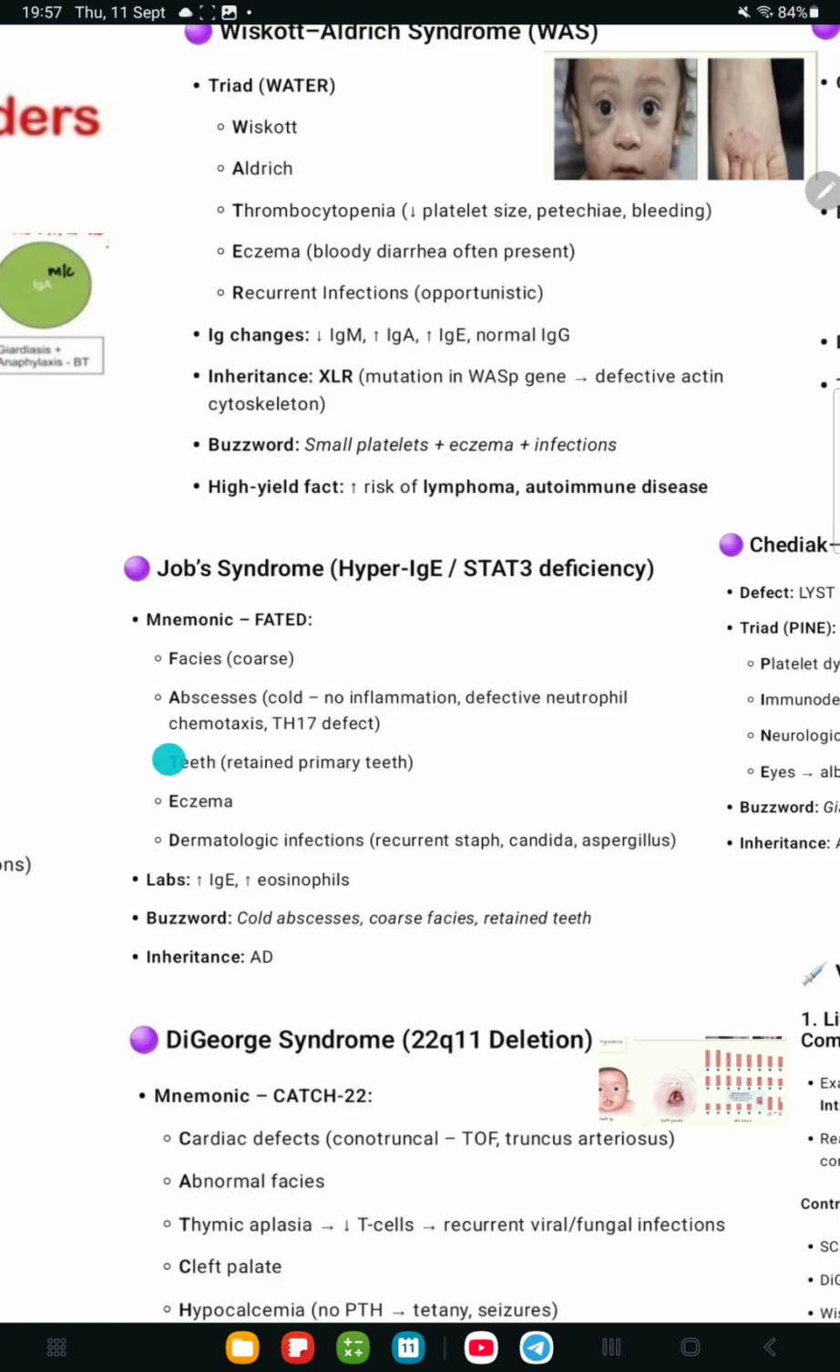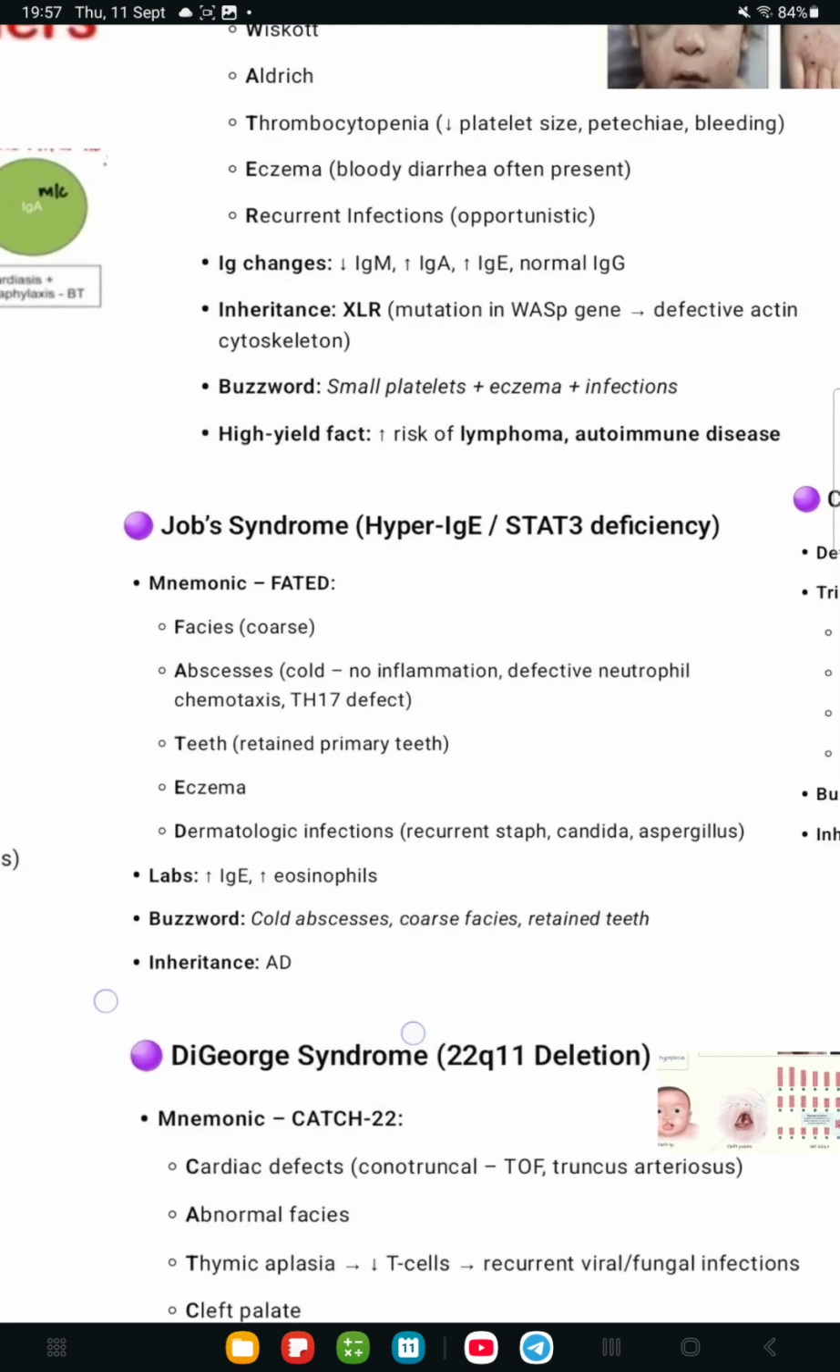And teeth, everybody shows this fake smile to please everybody. So smile, teeth: remember retained primary teeth. Eczema and dermatologic infections like recurrent staphylococcus, candida, aspergillus. We'll see the lab like in Job. I should not say this, but maybe a few people don't like each other, allergy type.